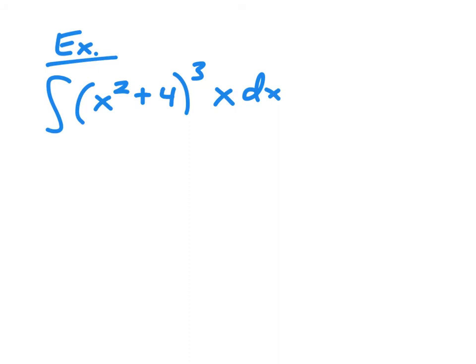Now all of those examples, the du fit in exactly perfectly into the original problem. But that doesn't always happen. So this last example deals with what happens when it's almost correct, but there's something that's missing.